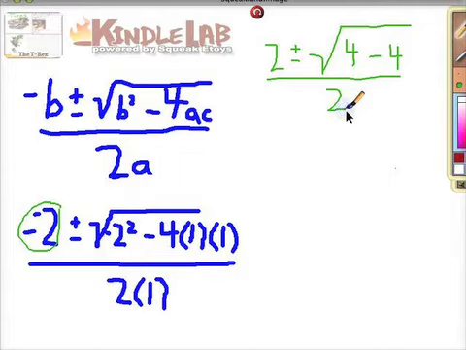Now, 4 minus 4 is 0. The square root of 0 is 0. So that means I don't even have to worry about doing two separate problems. I only have to find one solution. So I've got 2, and I can even just write it for practical purposes, plus or minus 0.